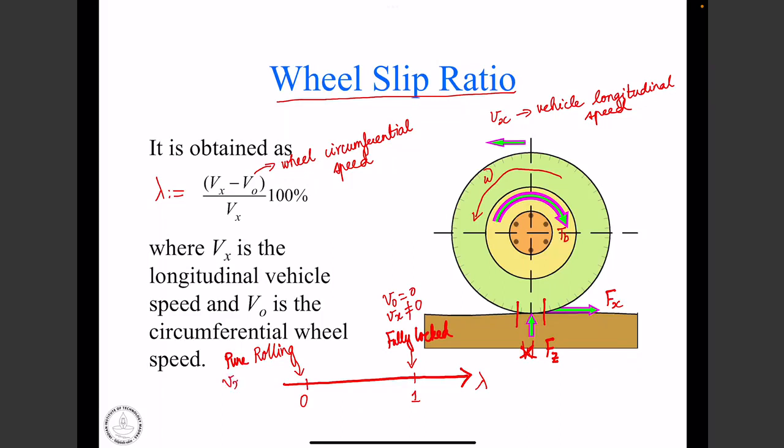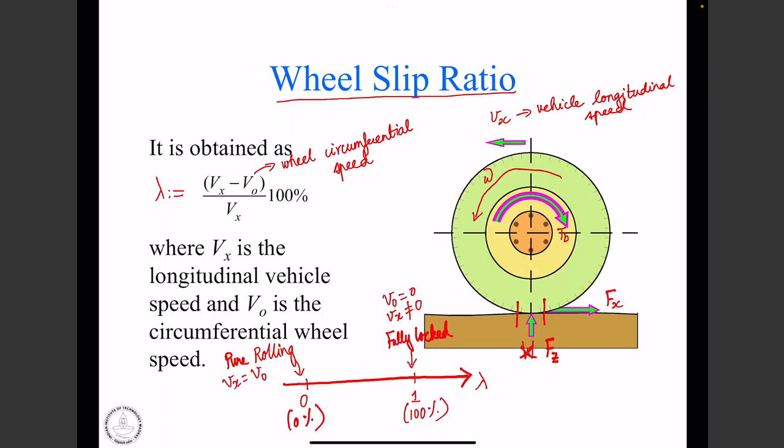In a purely rolling wheel, Vx is equal to V0, so the numerator becomes 0. That's why lambda becomes 0. So these are the two extremes. Some people will call it in terms of percentage also, so they will say the wheel slip ratio goes from 0 to 100% during braking. This is how the wheel slip ratio is defined.